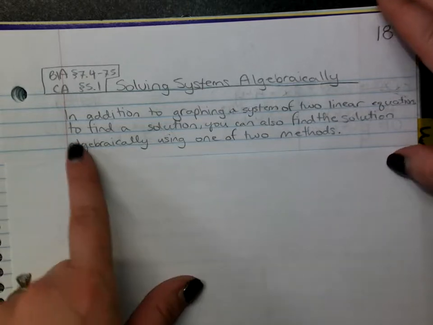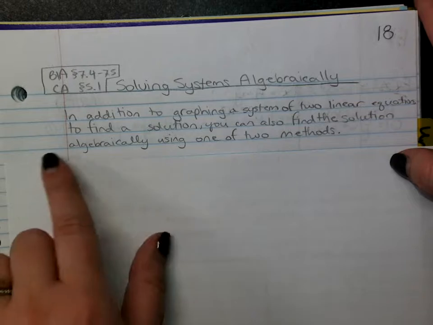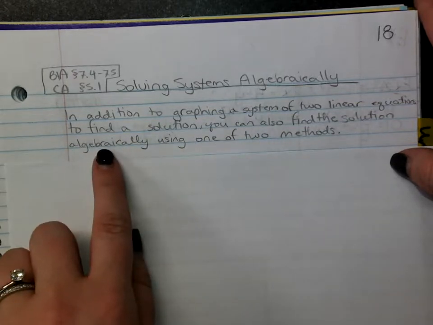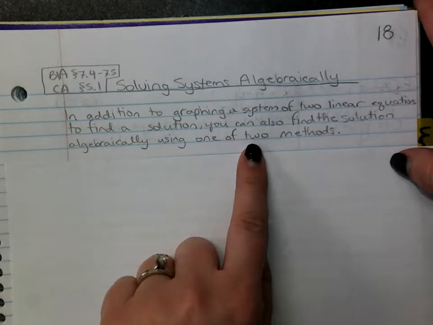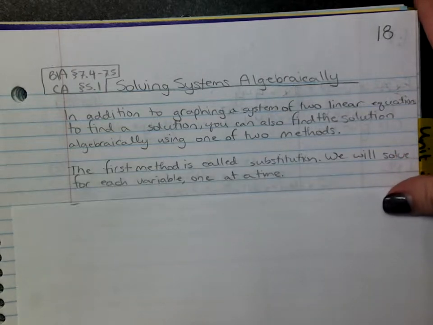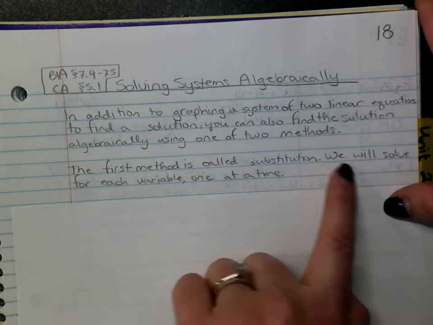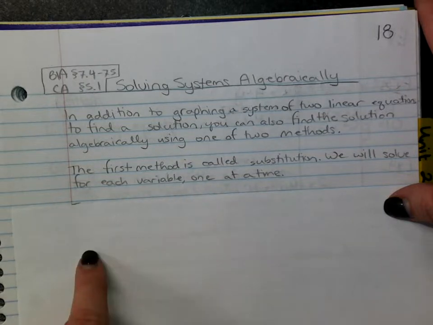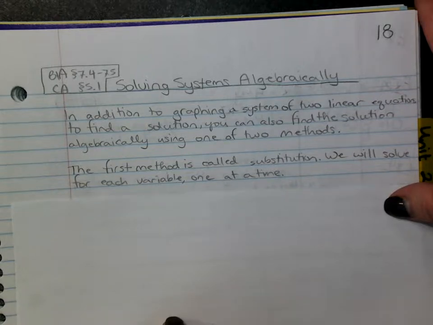So the first thing to know is that in addition to graphing a system of 2 linear equations to find a solution, you can also find the solution algebraically using one of 2 methods. So we're going to go over both methods one at a time. The first method is called substitution. We will solve for each variable one at a time. So we're going to have an x and a y in both equations. We're going to solve for x, and we'll go back and solve for y.